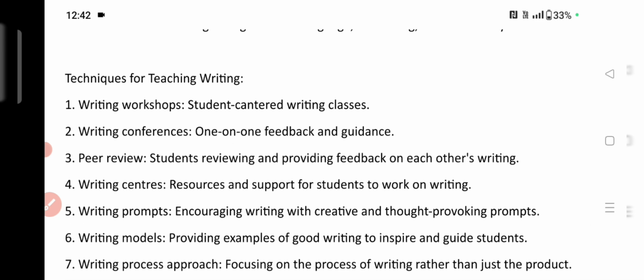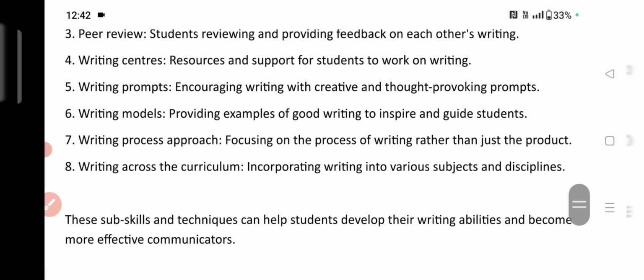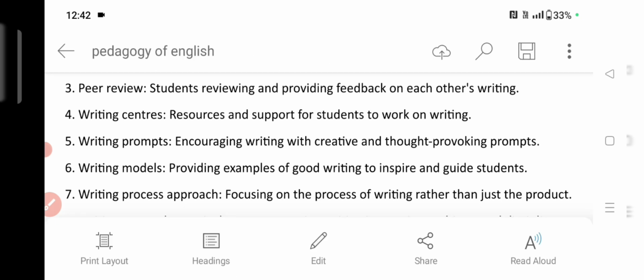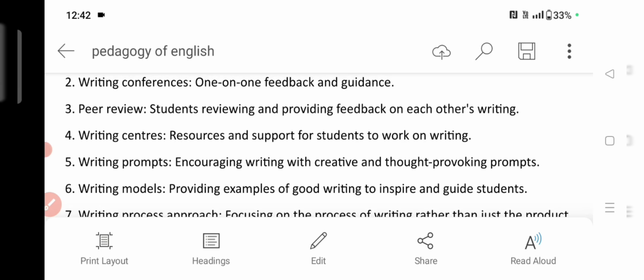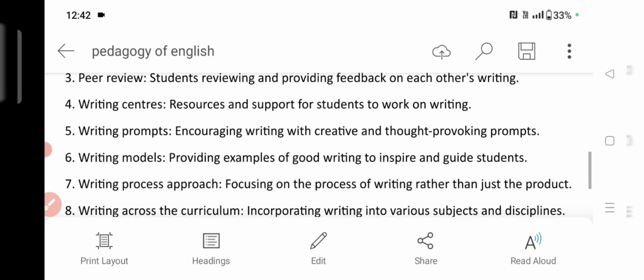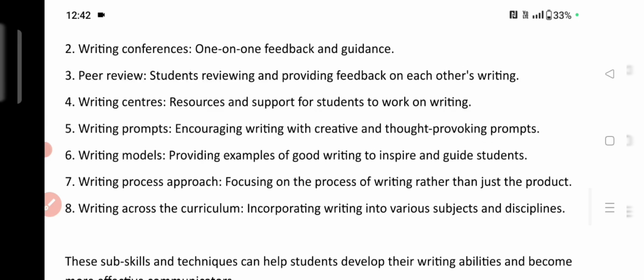And the techniques for teaching writing are writing workshops, writing conferences, peer review, writing centers, writing prompts, writing models, the writing process approach and writing across the curriculum. So these are all the techniques for how students work on writing and how they can improve the style of their writing, good writing, and guide the students, right? There are so many techniques.